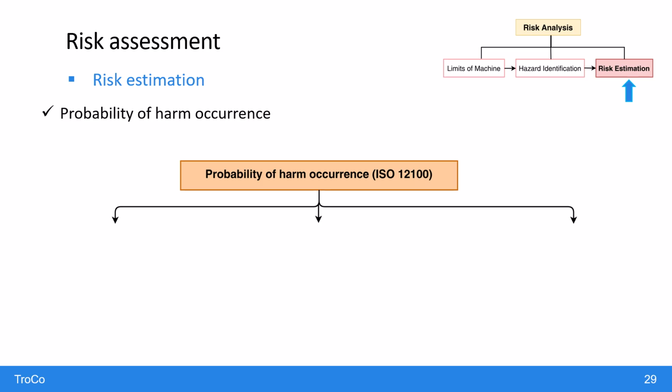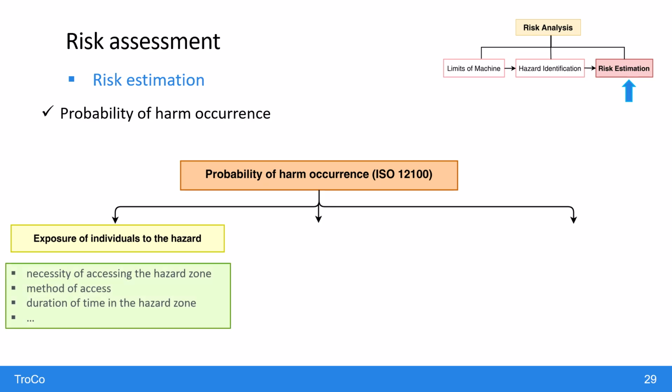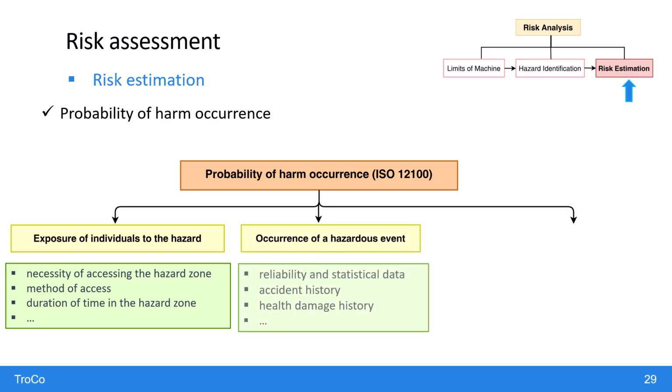Now, let's move to the probability of occurrence of harm. This is estimated by looking at three key aspects. First, exposure to the hazard. This considers how often and how long individuals are in the hazard zone, the method they access it, and how many people are involved. Second, occurrence of a hazardous event. This is the likelihood of the event happening based on reliability data, accident history, or health-related incidents.